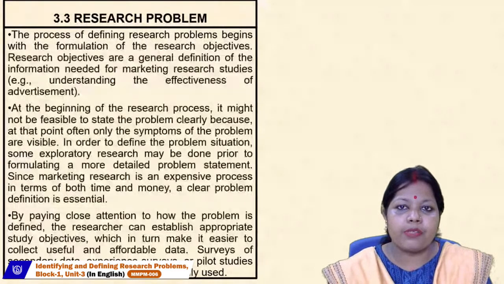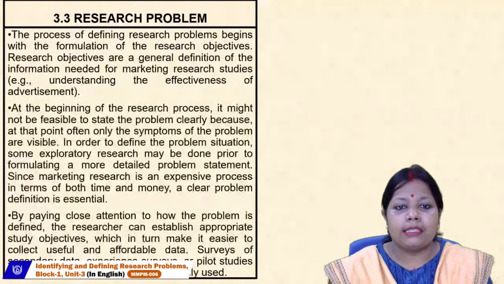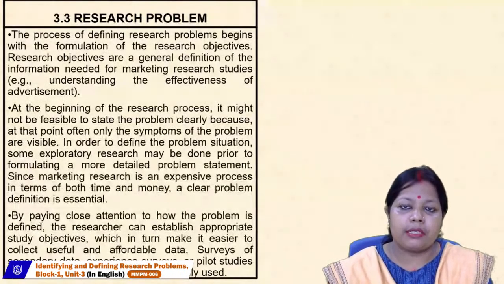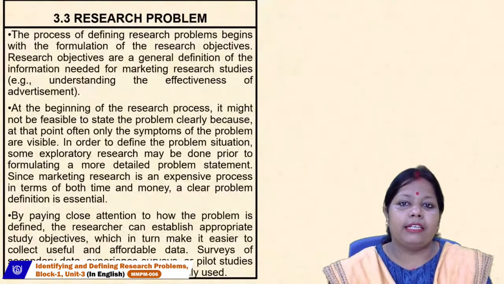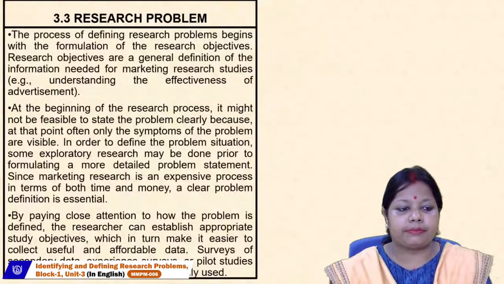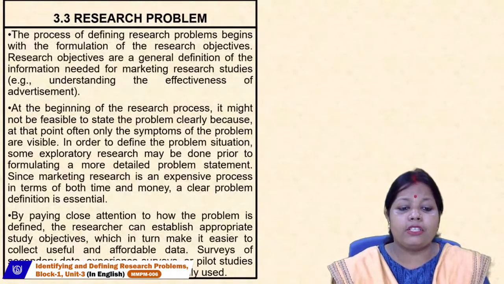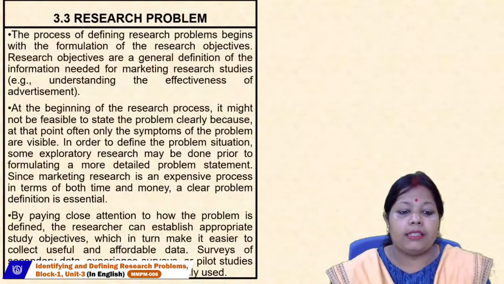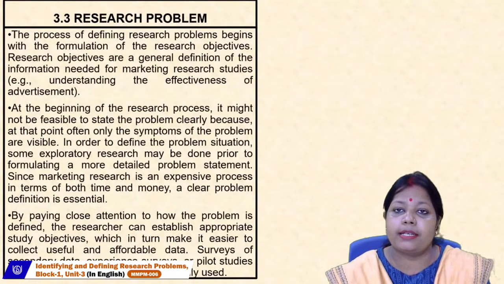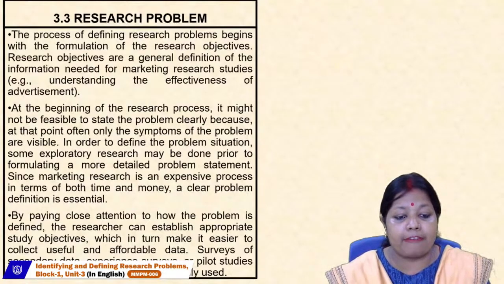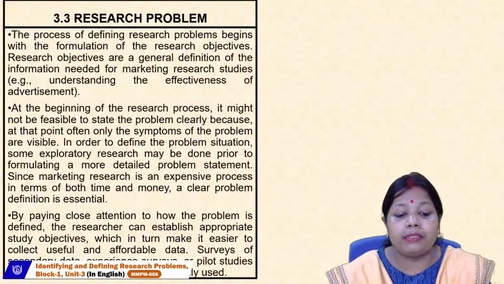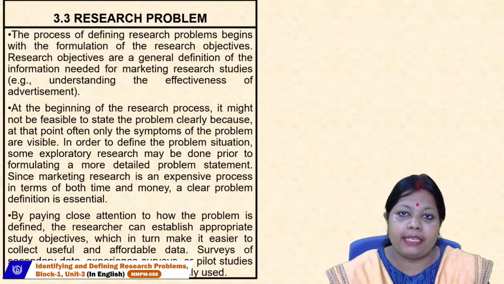So how will we get a clear problem statement? We will thoroughly study the symptoms. From the symptoms, we will go for exploratory research that will help us define clear research problems. By paying close attention to how the problem is defined, the researcher can establish appropriate study objectives, which in turn make it easier to collect useful and affordable data. Surveys of secondary data, experience surveys, or pilot studies are the methods most commonly used in defining a research problem.